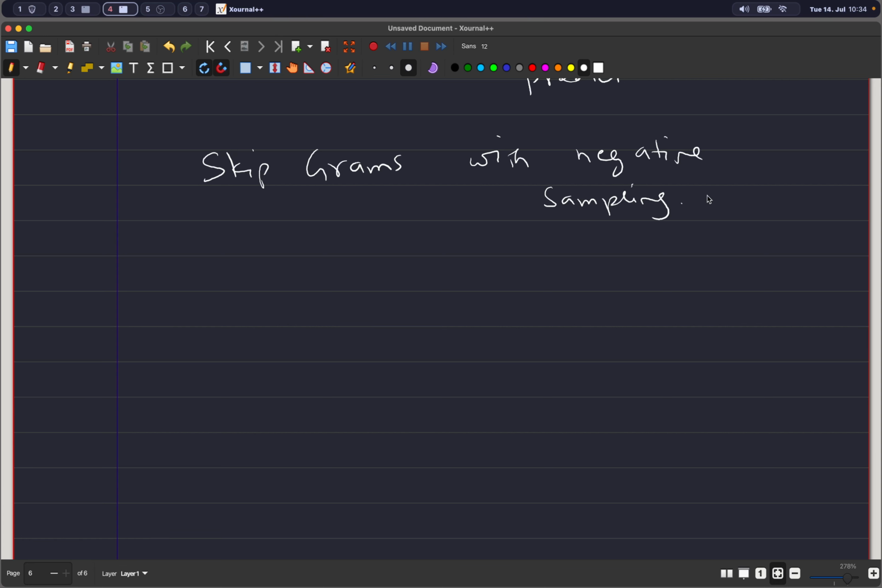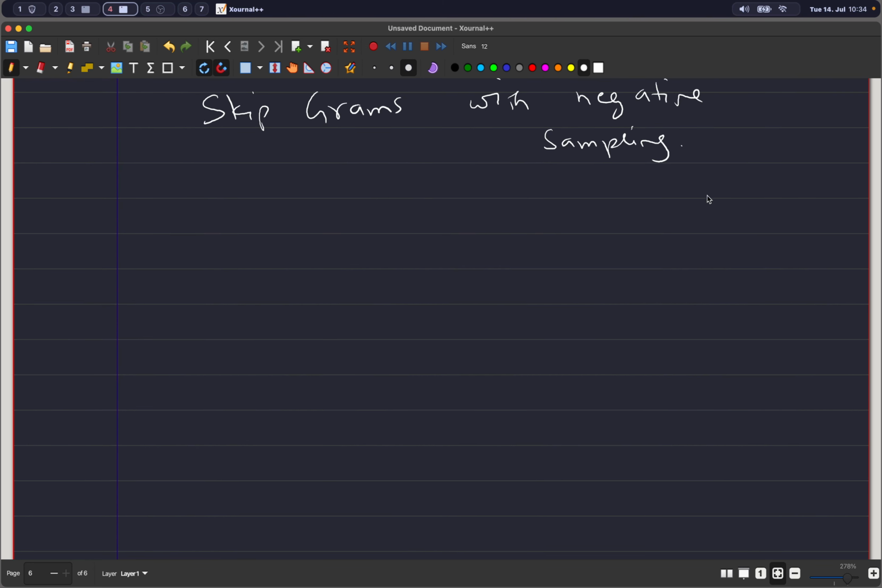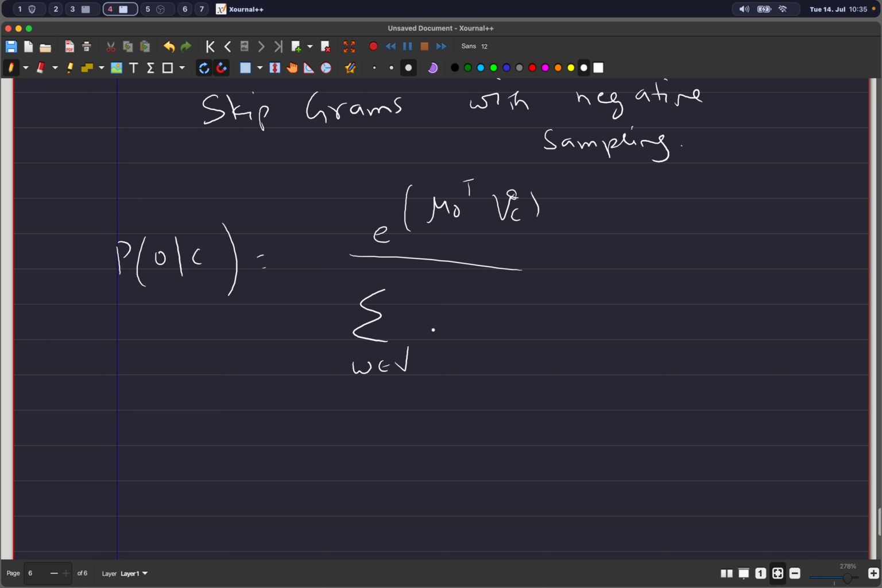The idea is not too difficult to understand, but it may not make sense to somebody looking at it for the first time. So we already know, let me just write it again. The probability of an outside word given a center word is e to the power of u_o transpose v_c, divided by the sum over all the words in the vocab. This is what the probability is.